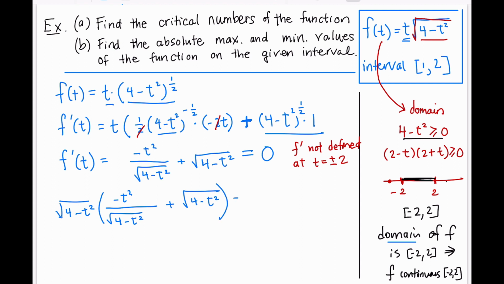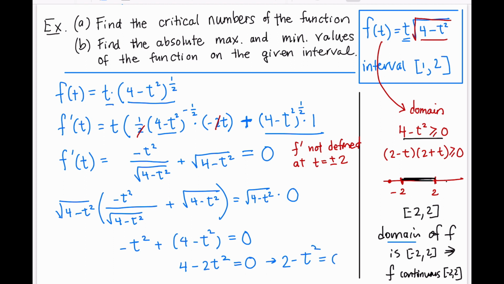So now I'm going to multiply the right-hand side by 0. And what this leaves me with is negative t squared plus 4 minus t squared is equal to 0. If I solve this equation, I have 4 minus 2t squared is equal to 0, which implies that 2 minus t squared is equal to 0, or in other words, t is equal to positive or negative the square root of 2.